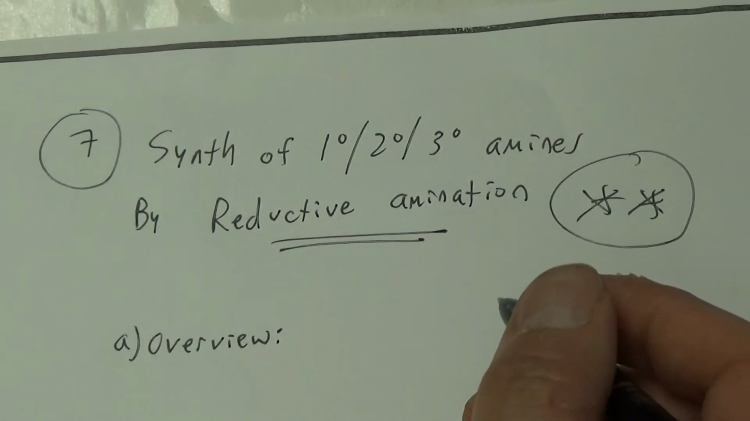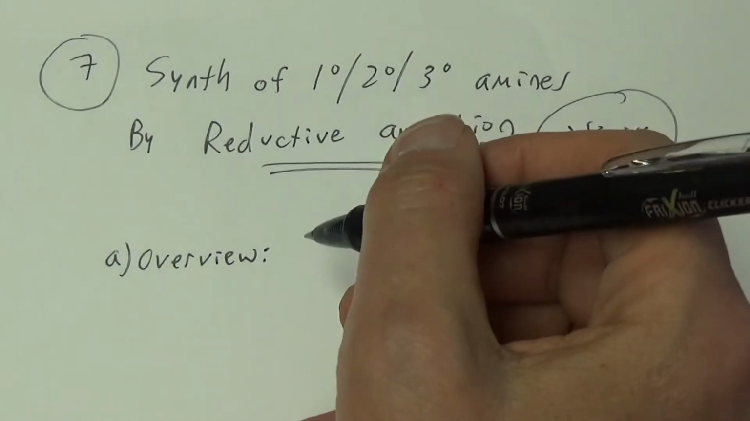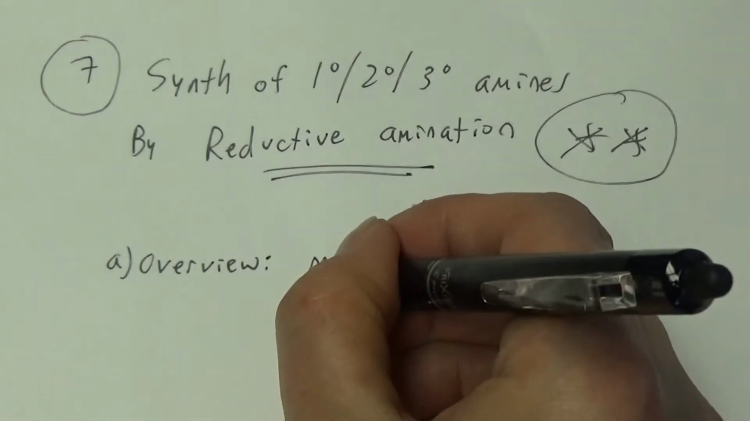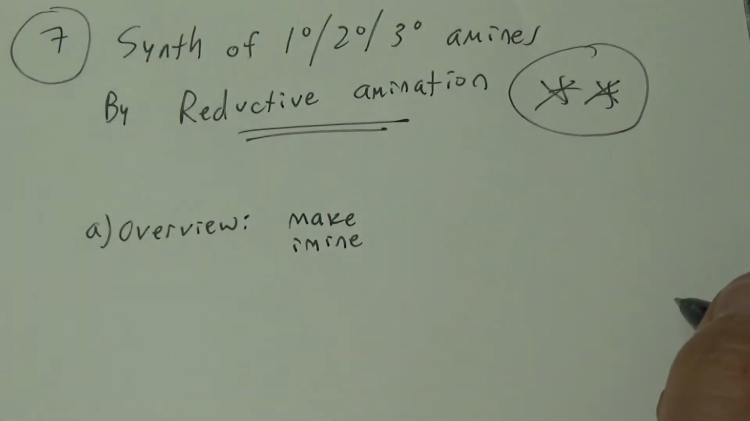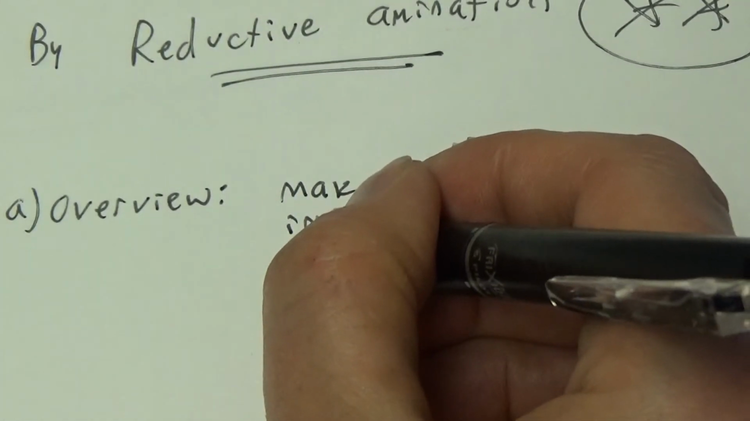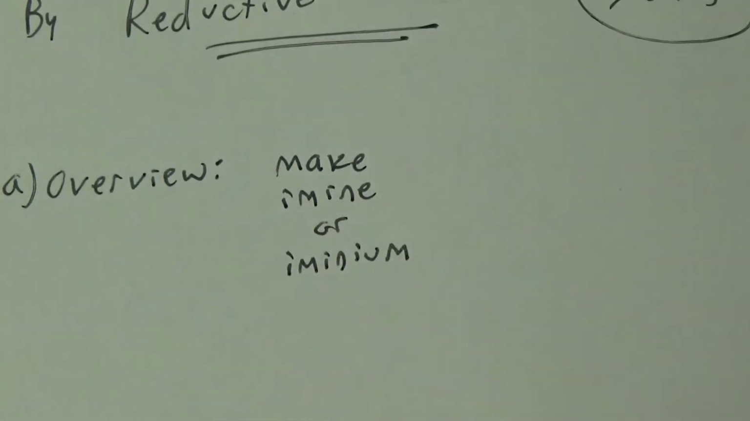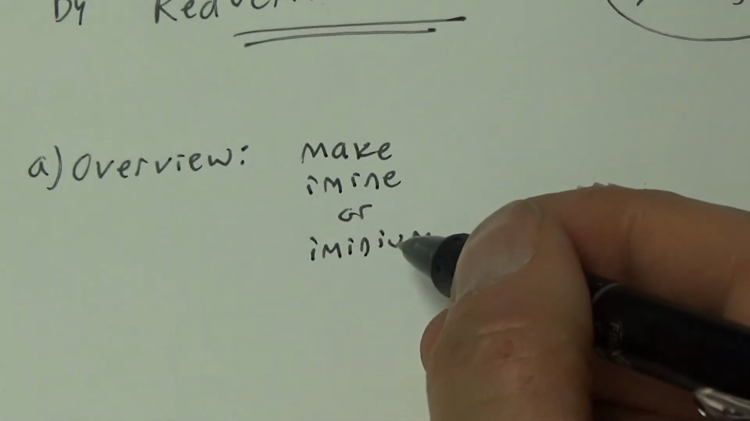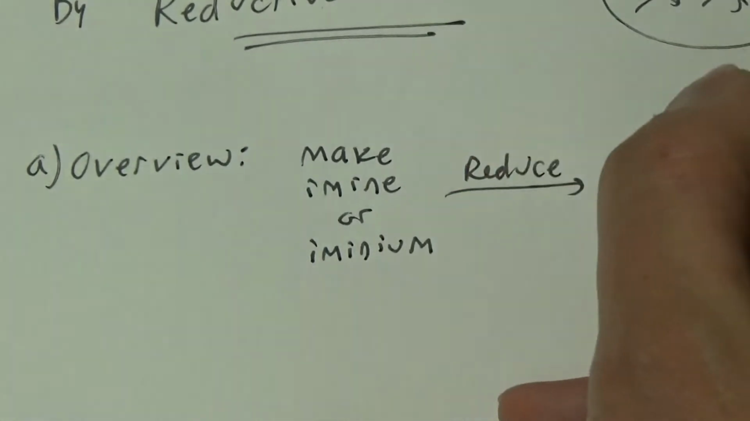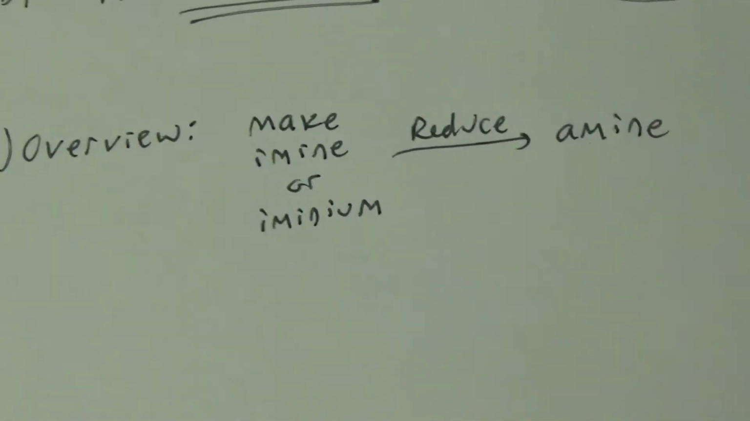So the overview and the scheme in general is that we're going to make an imine. Remember imines? Probably forgot what imines are. I'll show what an imine is in a second. Imine or iminium, which is just a positively charged imine. And then we're going to reduce it to an amine. Okay, so make an imine or iminium, then we're going to reduce it.